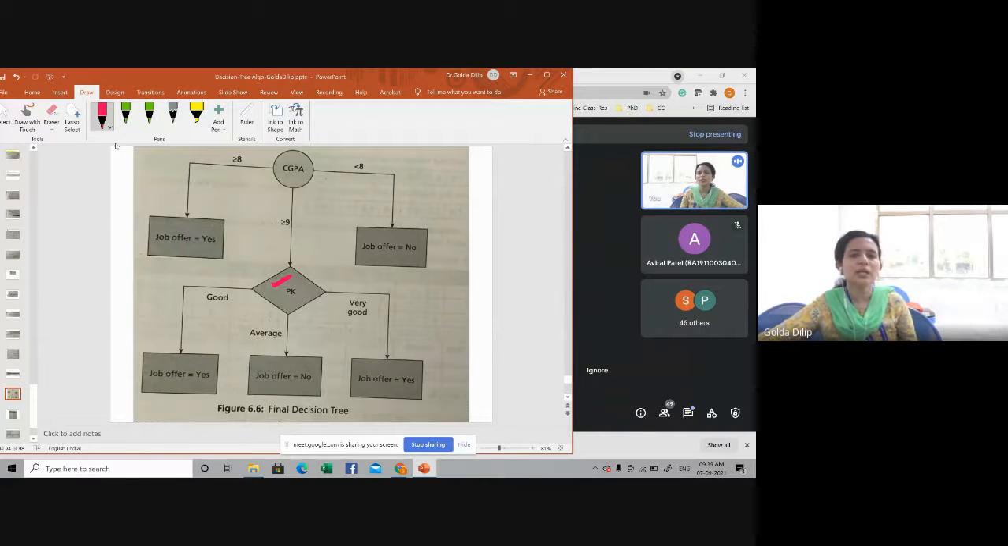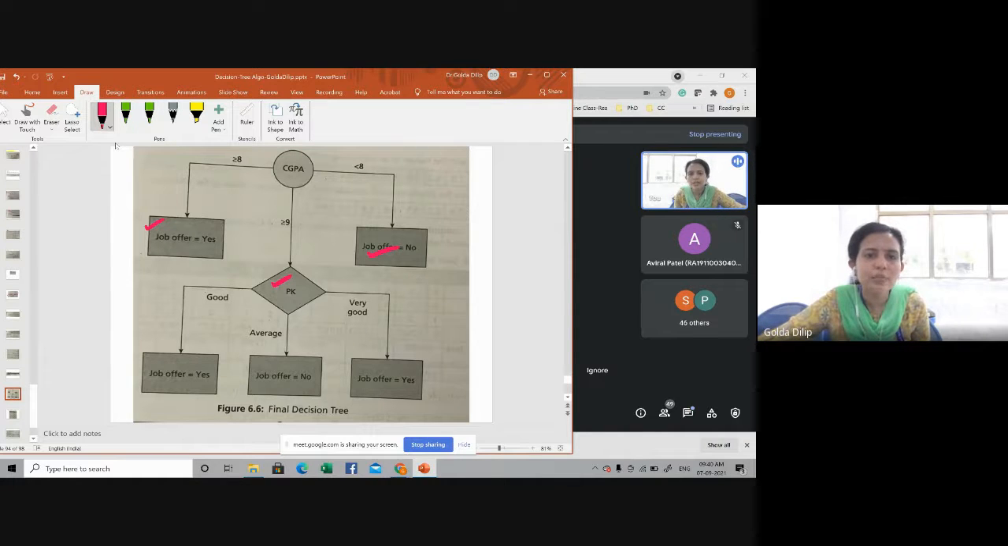From this decision tree, by looking at this, I can say if CGPA is greater than or equal to 8, then job offer is equal to yes. Or if CGPA is less than 8, that's another rule which I can extract from this decision tree. If CGPA is less than 8, job offer is no.